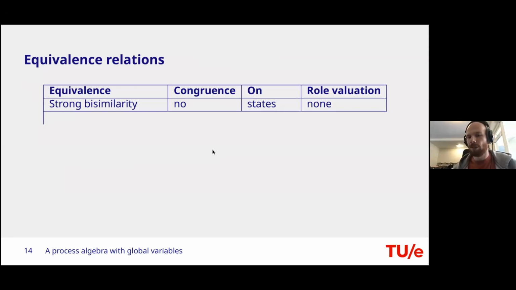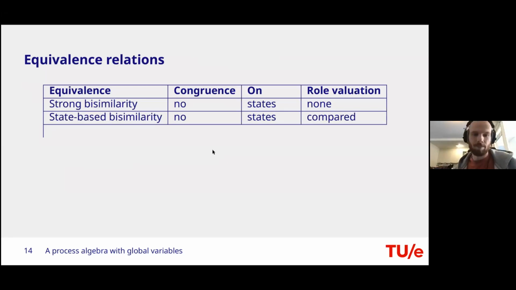And the valuation does not play any role in how strong bisimilarity is defined. Strong bisimilarity only looks at the labels on transitions and not at the states. We can also define state-based bisimilarity. So that's also defined on states, but it has the additional requirement that for the states that you compare, the valuation is exactly the same. Unfortunately, this is still not a congruence because it suffers from the same problem we saw earlier.